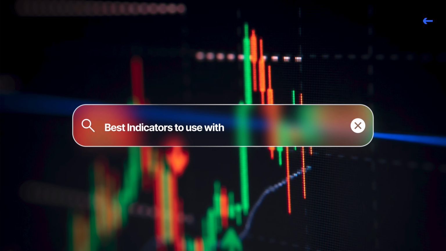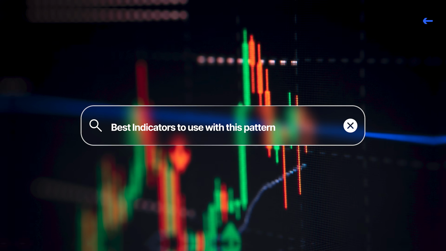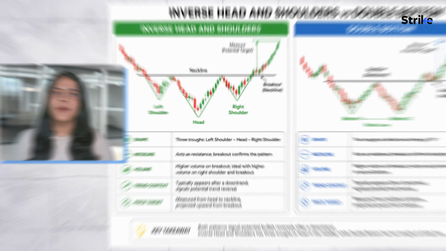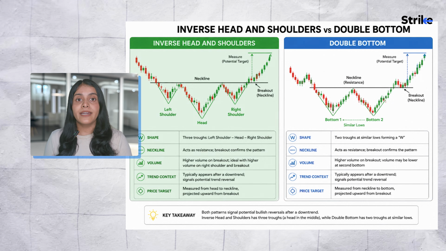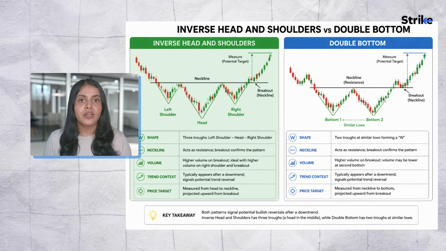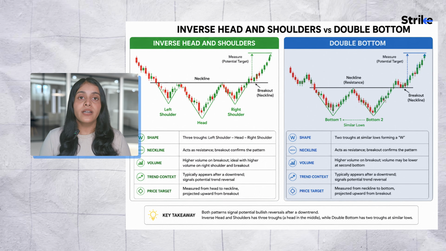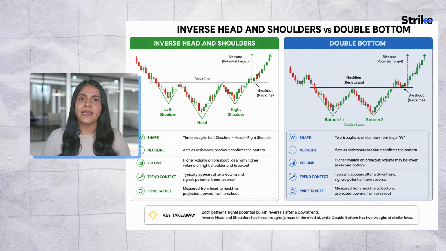Now let's understand the best indicators to use with this pattern. Some useful indicators include RSI, MACD, volume, moving average, and ADX. For example, if RSI shows a bullish divergence near the head, the setup becomes even stronger. Inverse head and shoulders versus the double bottom. Both are bullish reversal patterns, but inverse head and shoulder often provides better structure, stronger psychology, and clearer breakout levels. Double bottom, on the other hand, is simpler but sometimes less powerful.